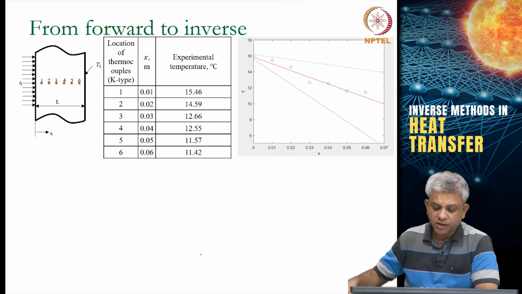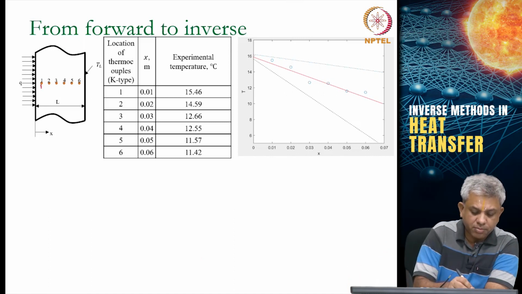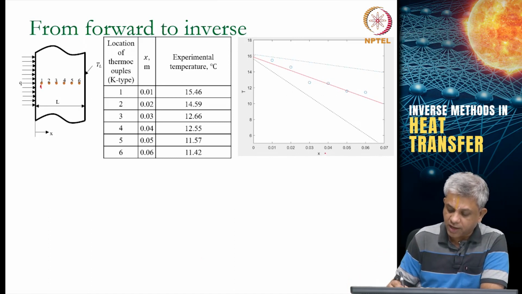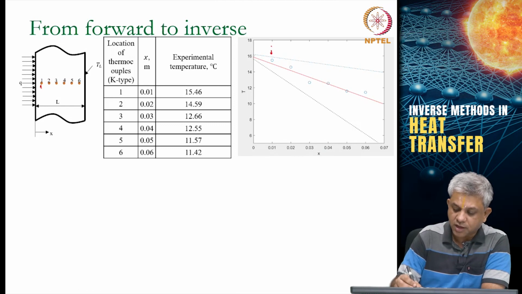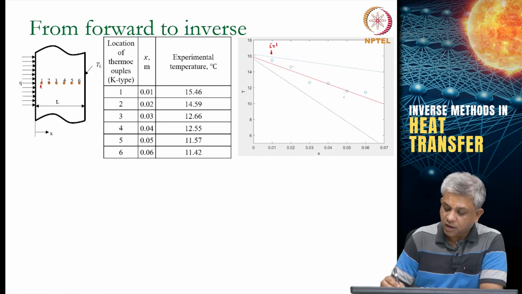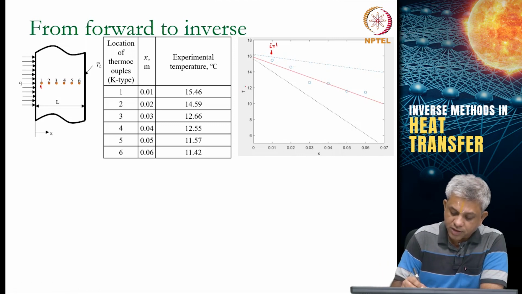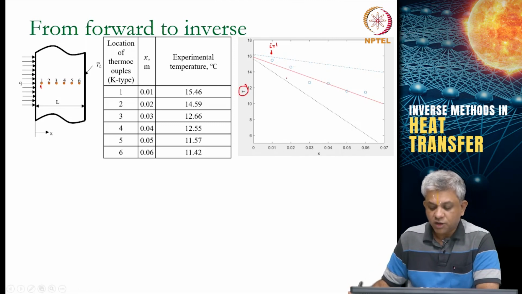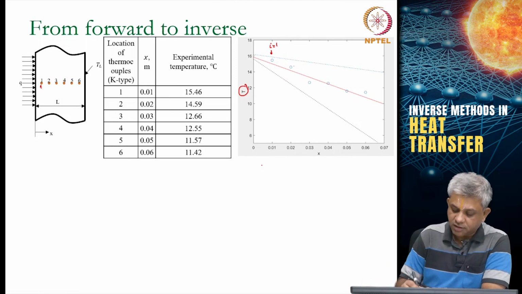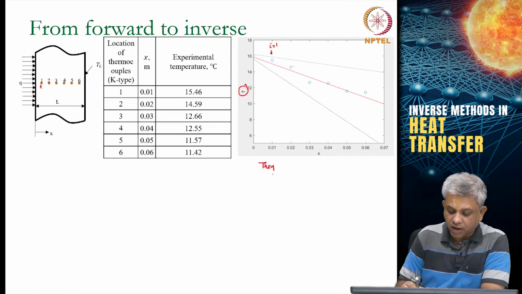So now here are the actual temperature measurements plotted. These are the x locations: this is i equal to 1, i equal to 2, etc. You can see that these are the temperature measurements. Notice that they do not lie on a line.